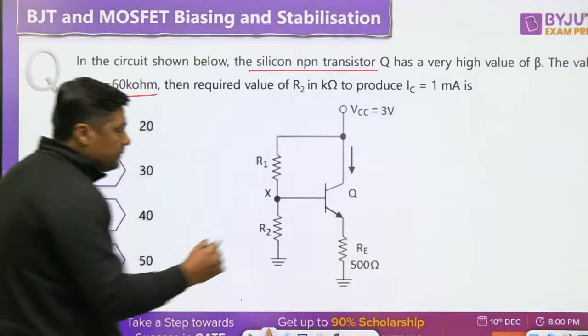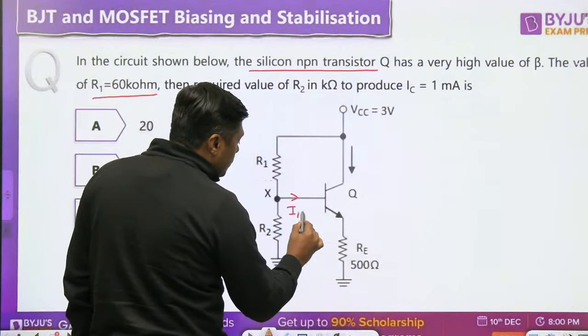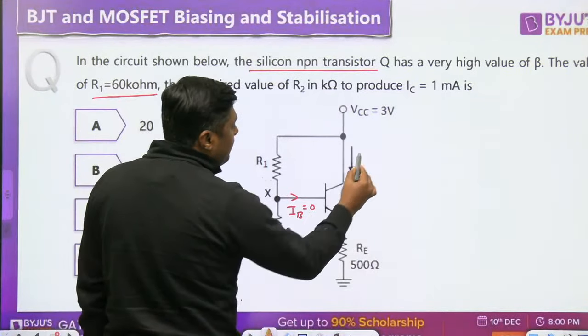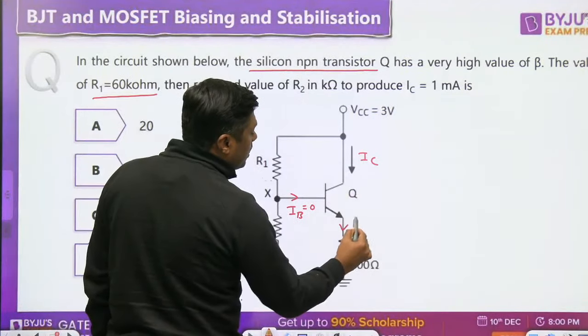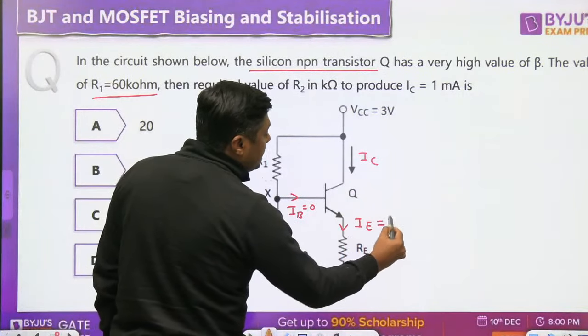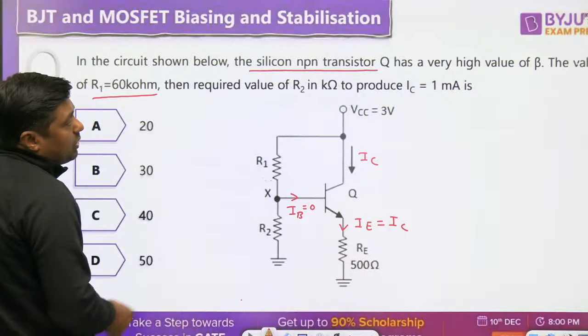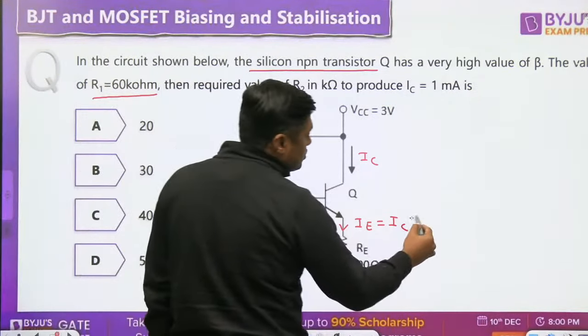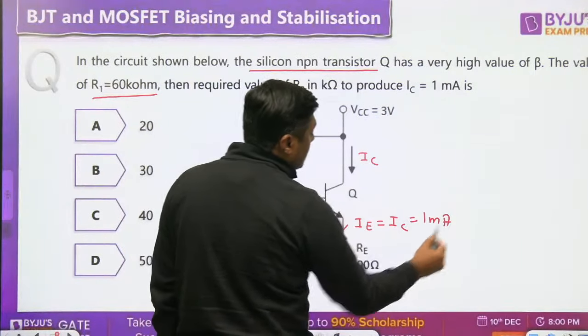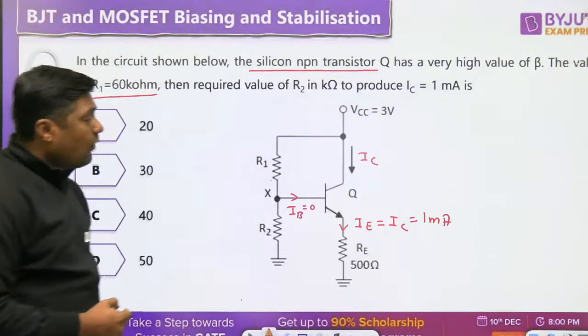Now, one thing: if the base current is 0, then definitely IC and IE are equal. When the beta is very large, base current is 0, IC and IE are equal. IC is given as 1 milliampere, which means IE is also 1 milliampere. And you have to find the value of R2.